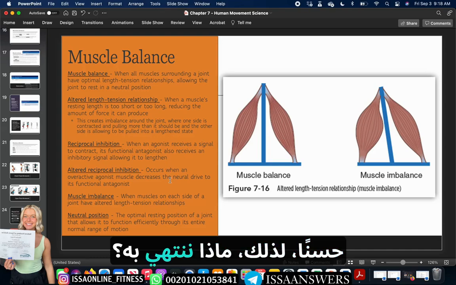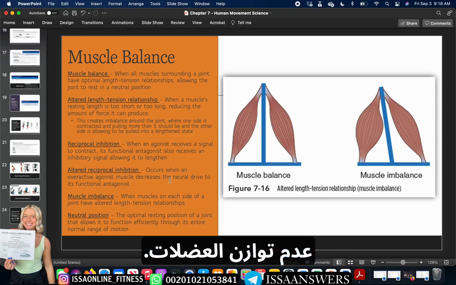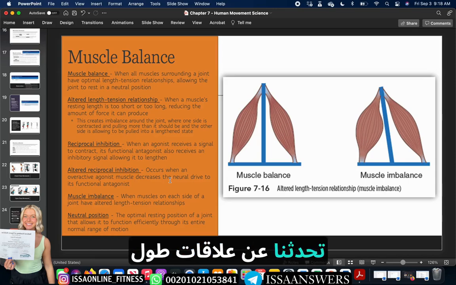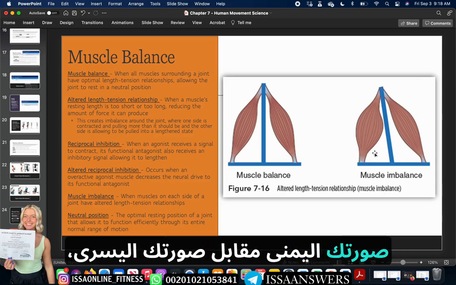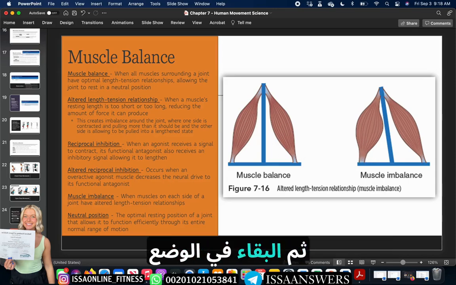All right. So therefore, what do we end up with? Muscle imbalance. And with muscle imbalance, again, we talked about altered length-tension relationships, your right picture versus your left picture, and then staying in that neutral position if possible.